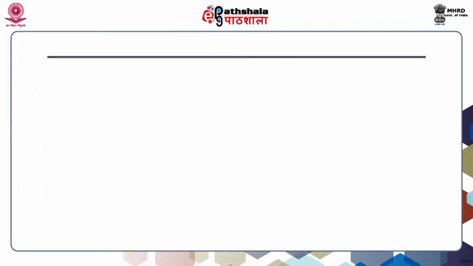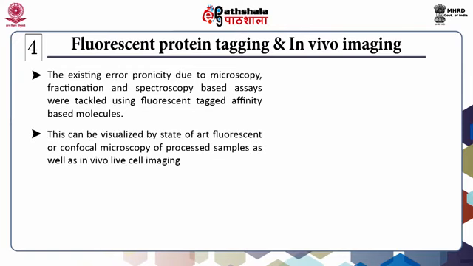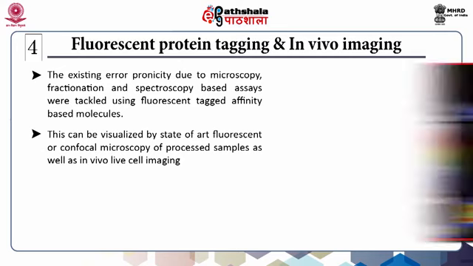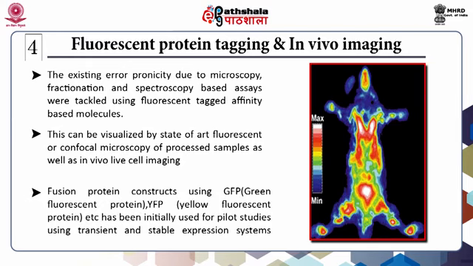microscopy. The existing error chronicity due to microscopy, fractionation and spectroscopy based assays is tackled by a new recent technique based on fluorescent tagging and live imaging. This can be visualized by state-of-the-art fluorescent or confocal microscopy of the processed samples, as well as, as you can see in the figure, in vivo live imaging. Fusion protein constructs using GFP, that is green fluorescent protein, YFP, yellow fluorescent protein, etc., have initially been used for pilot studies using transient and stable expression systems.